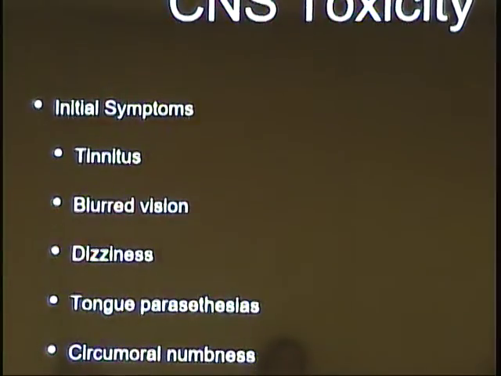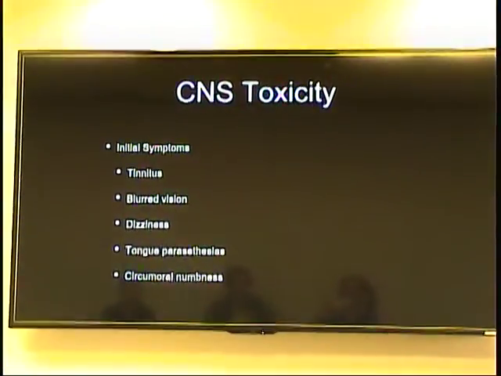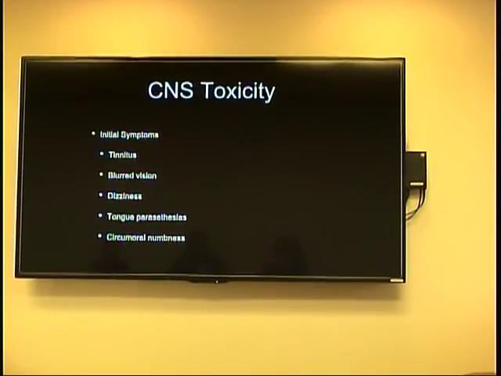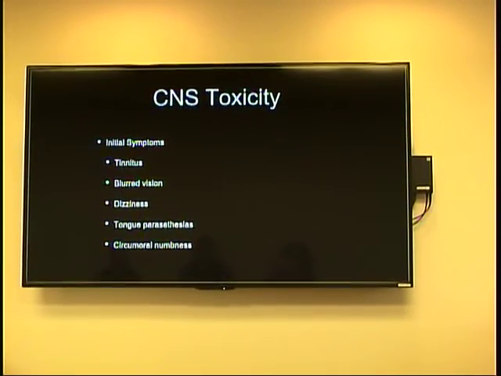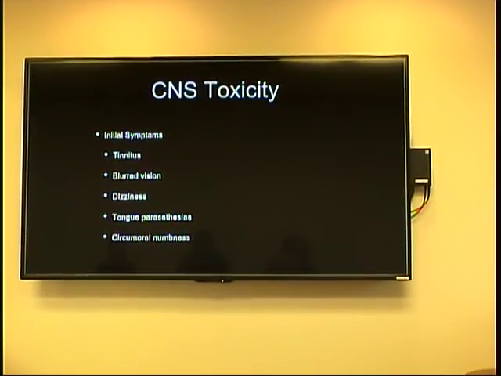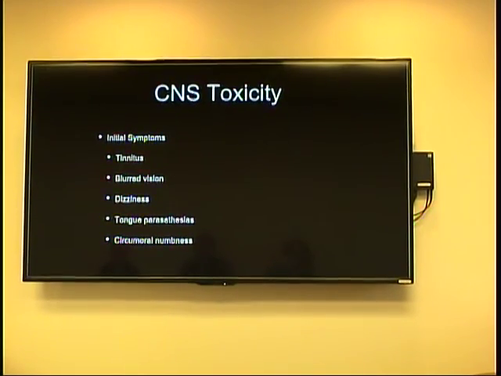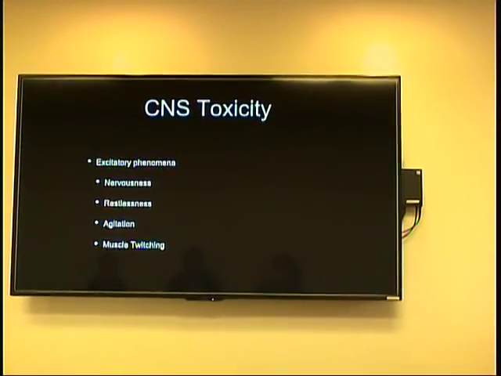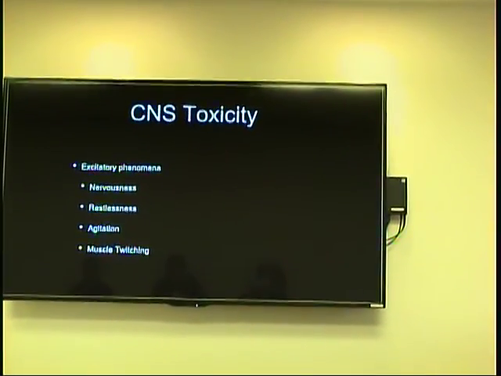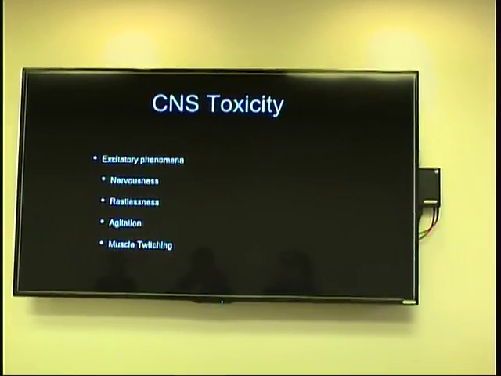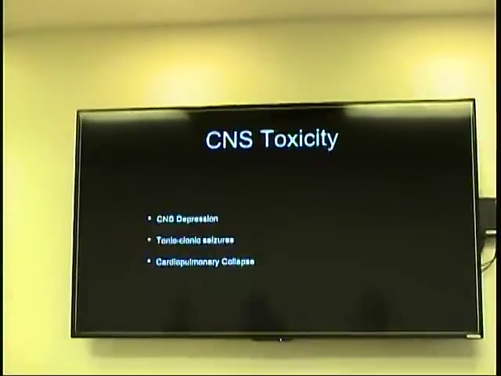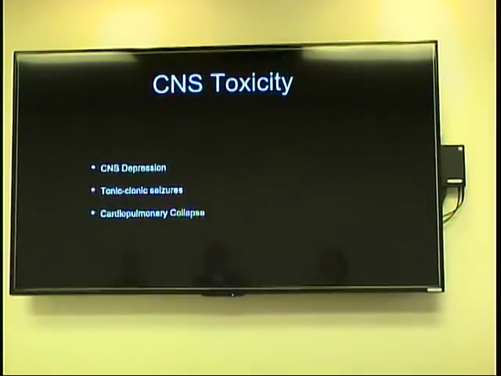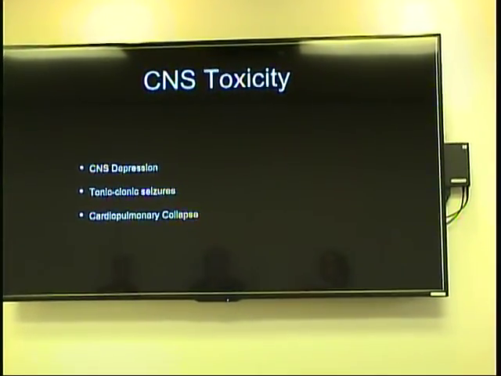All right. So the central nervous system toxicity, this is what we see first. These are the initial symptoms, like, hey, we could be having central nervous system toxicity. There's that classic ringing in the ears, blurred vision, dizziness, tongue paresthesia, and that numbness around the mouth, the circumoral numbness. And then if it's a higher dose, you get this excitatory phenomenon, this nervousness, restlessness, agitation, sometimes muscle twitching. And then that's followed by a CNS depression, tonic-clonic seizures, and then eventually cardiopulmonary collapse. So these are things you're going to have to look out for.